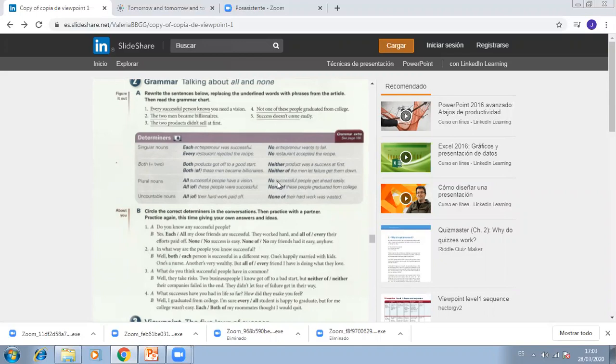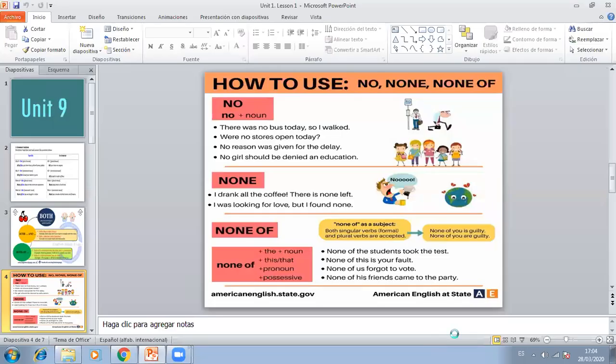So in this case, for example, no successful people get ahead easily. And none of these people graduated from college. So none of is used for plural nouns, and when we're referring to things or people that are very specific. So in this case, these people graduated from college. None of these people graduated from college. And we have more examples here.